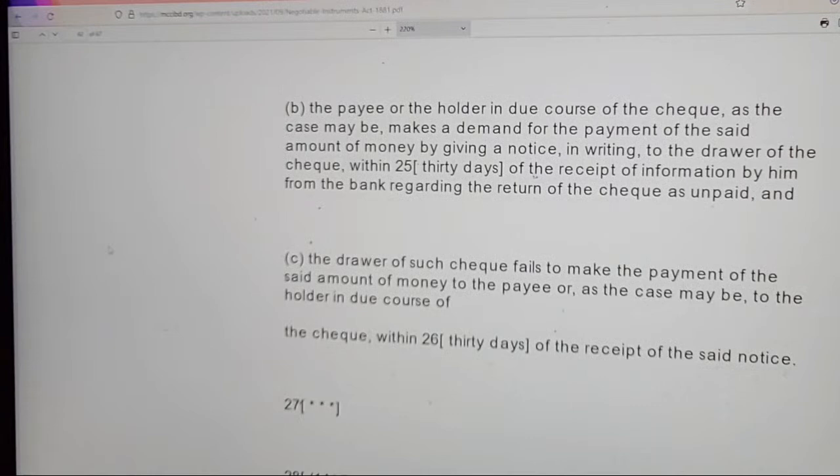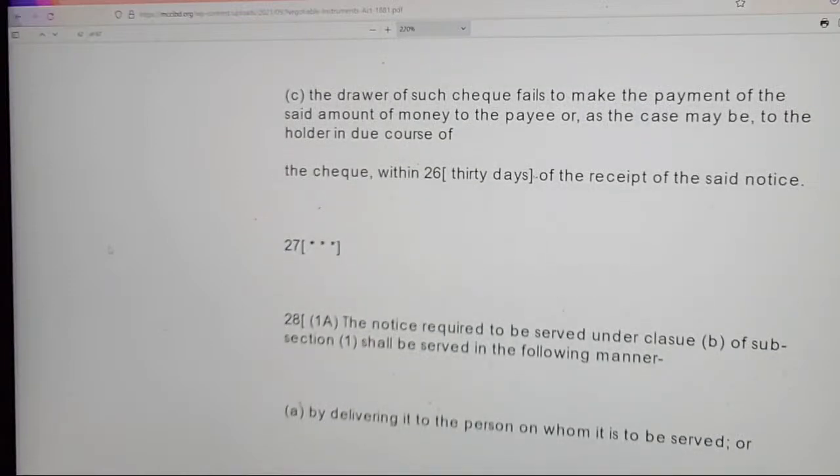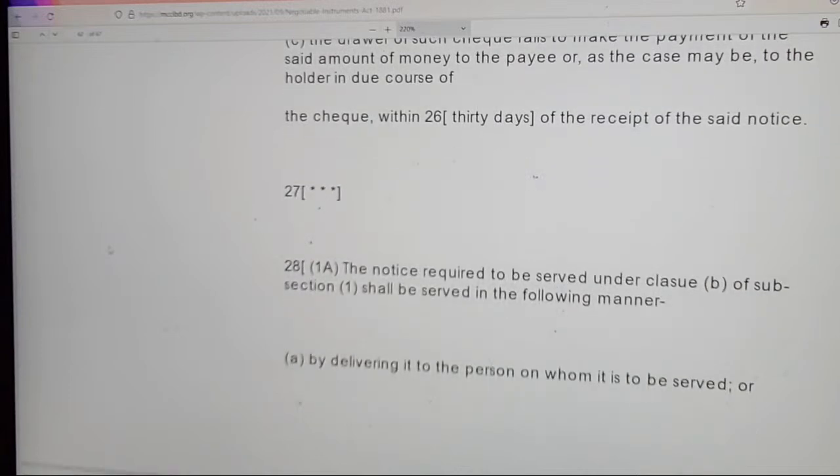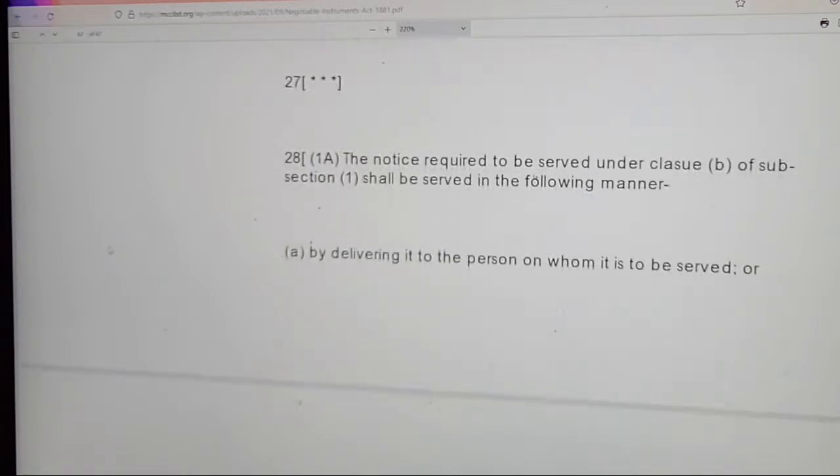B, the payee or the holder in due course of the check, as the case may be, makes a demand for the payment of the said amount of money by giving a notice in writing to the drawer of the check within 30 days of the receipt of information by him from the bank regarding the return of the check as unpaid, and C, the drawer of such check fails to make the payment of the said amount of money to the payee, or, as the case may be, to the holder in due course of the check within 30 days of receipt of the said notice.